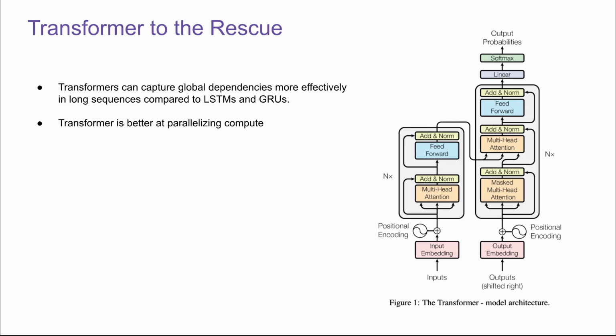Transformers can capture global dependencies in long sequences more effectively compared to LSTM and others like GRUs. As a result, the transformer is better at parallelizing compute. The intuition is, for example in episode 1, when we have a sentence, we don't have to pass in one word at a time. We actually pass everything as the input embedding at once, right? So it makes the calculation a lot more efficient, and if we can parallelize the computation, it scales up a lot better than LSTM.